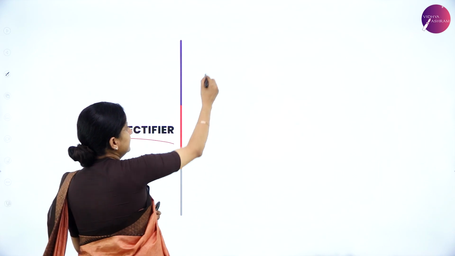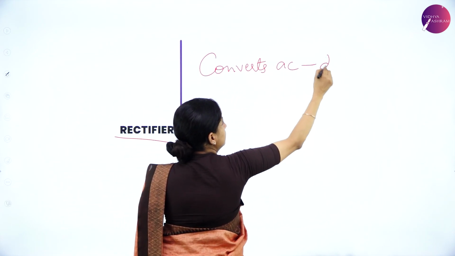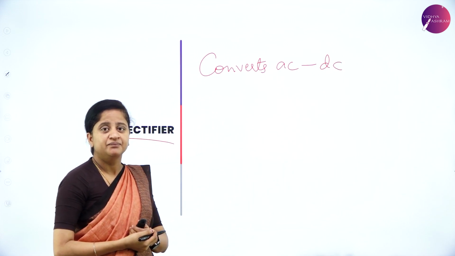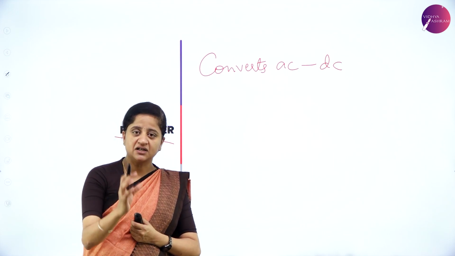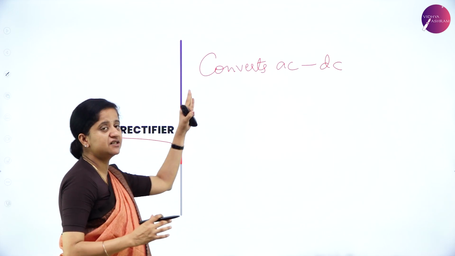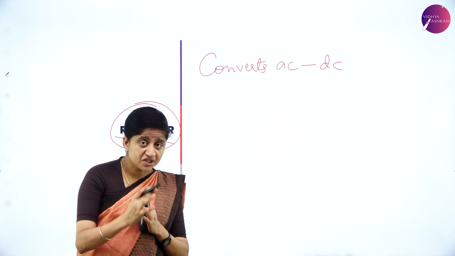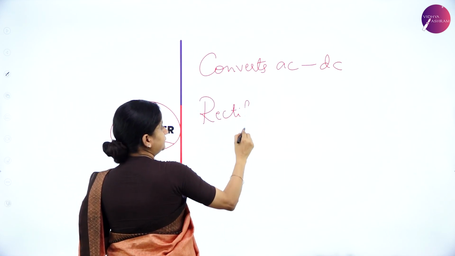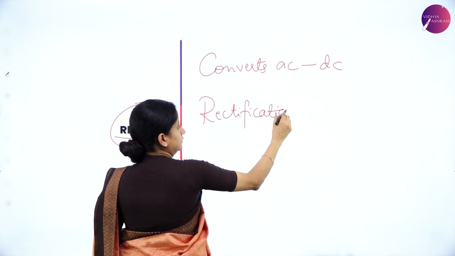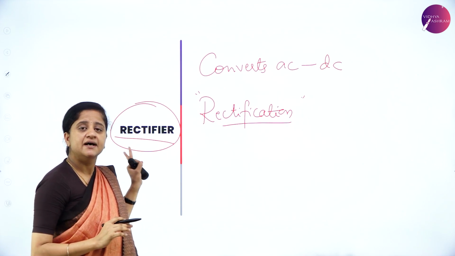What is a rectifier? The rectifier is a device that converts alternating current, that is AC, into DC. Or we can say that it converts bidirectional current into unidirectional current. So the circuit which is used to convert AC into DC is called a rectifier. And the process of conversion of AC into DC is called rectification. The device used to rectify this is called a rectifier.